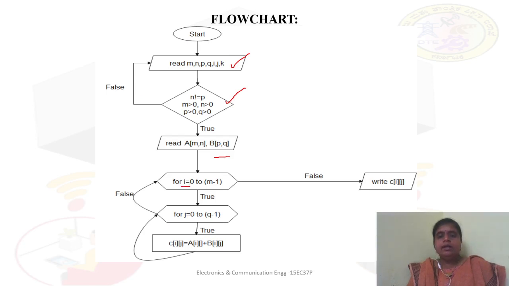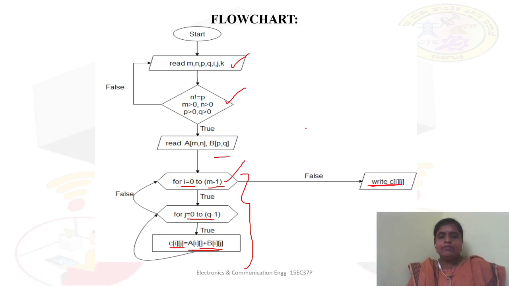Then later for i is equal to 0 to m minus 1, as I have already explained in the program, if it is true, then we keep on incrementing the value of j until j becomes equal to q. Once it becomes equal to q, again we go for the next value, and so on. Whenever it is true, we are going to write the added values for c. This whole thing continues until this condition becomes false. Once this becomes false, we write the value of c. So this is the concept we are using.